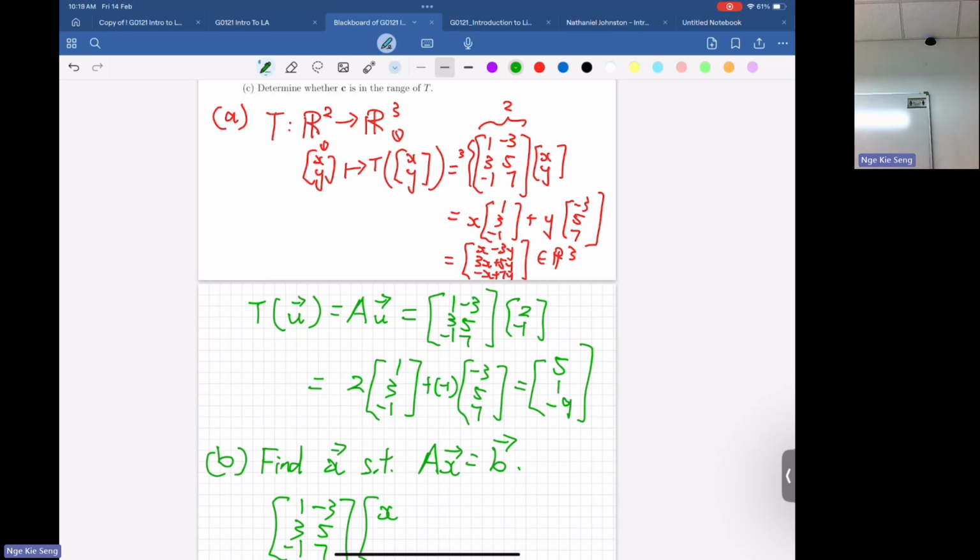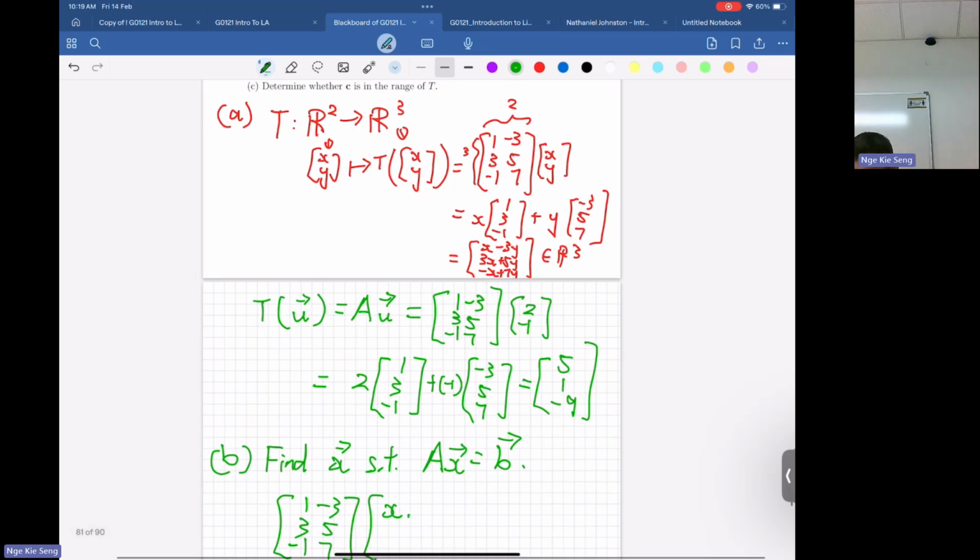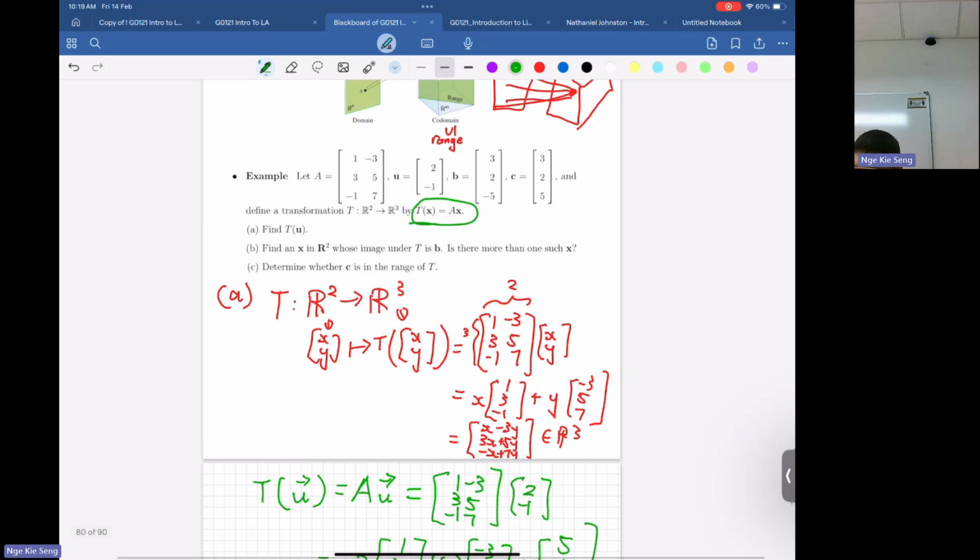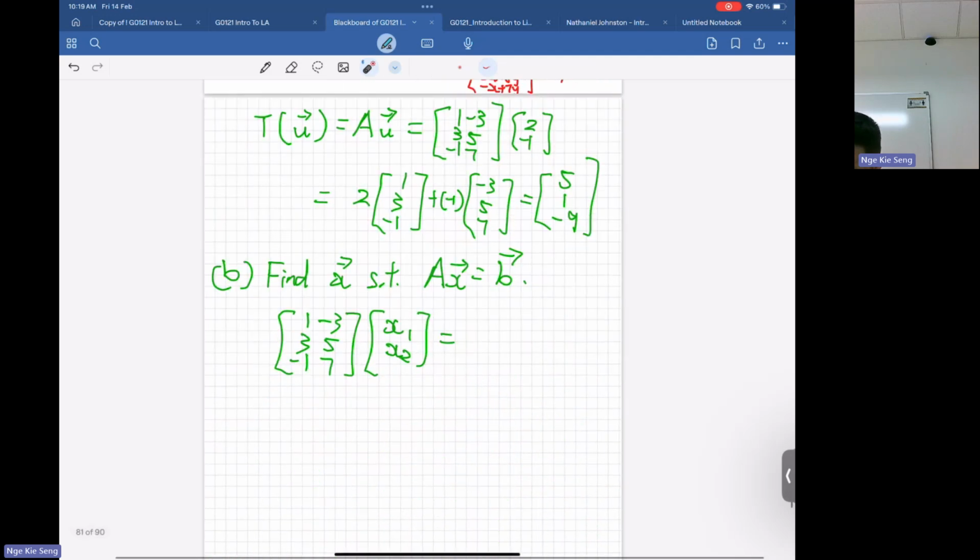Ax, right? So this x lives in the domain. So there are only two spots for it, x1 and x2. b, what is b? b is a vector in R3 here: 3, 2, minus 5.